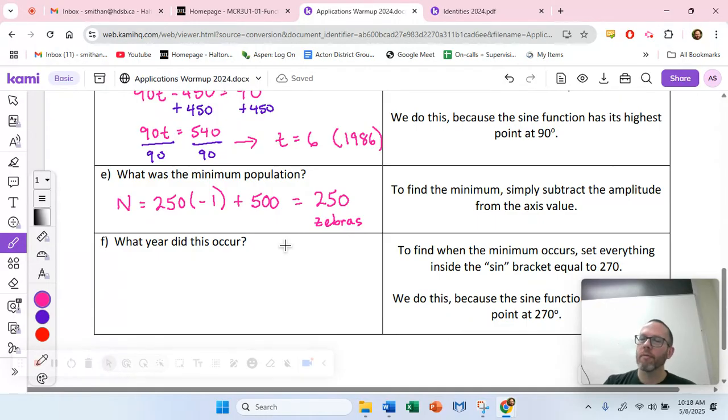When did this occur? Same idea. Can you guys use the equation? We're going to set the inside of sine equal to 270. Why 270? That's when sine is at its lowest.